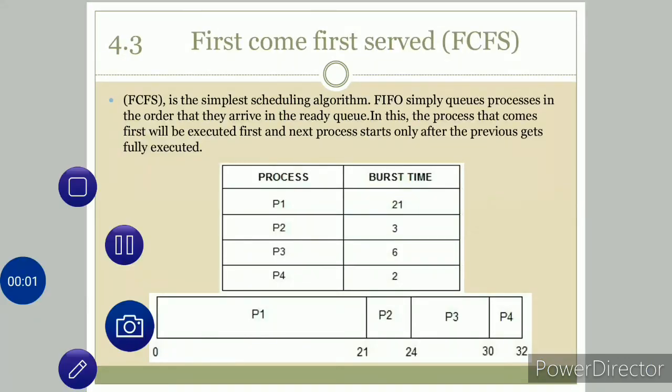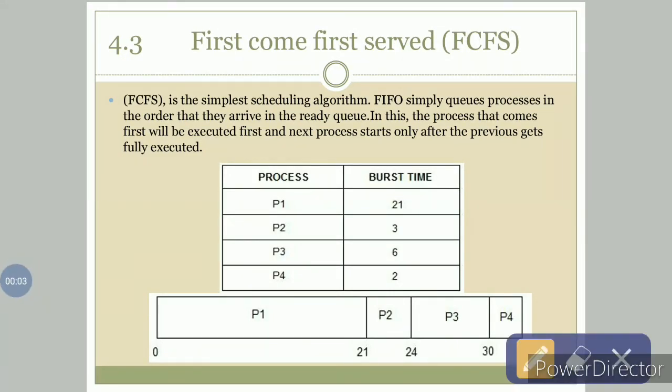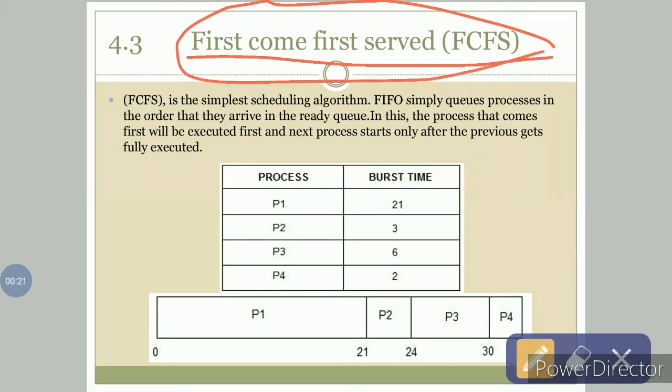Now we will learn scheduling algorithms. The first one is FCFS, that is first come first serve. By the term itself it says that the process which comes first will be executed first, and the process which comes last will be executed last. So this is the meaning of first come first serve. So let us have a look.